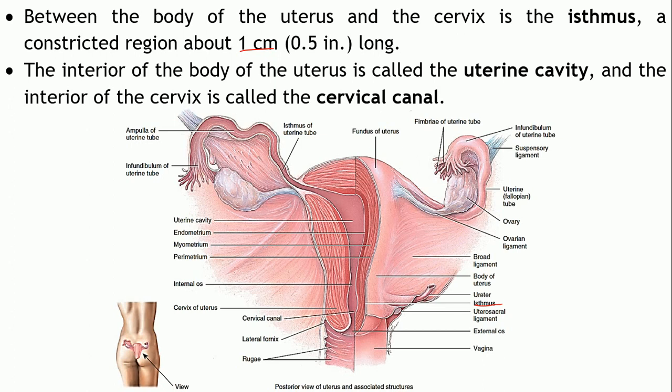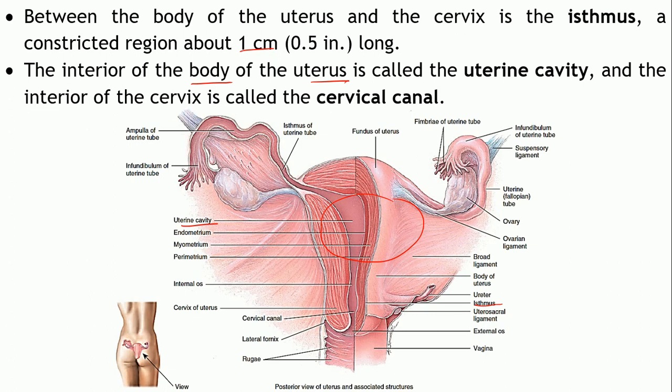Okay, now let us talk about the interior cavity. This particular organ is internally hollow in nature, so it can accommodate the zygote, which is implanted and will grow as a fetus. So there is a cavity present within the uterus. The cavity or the space interior to the body of the uterus, the middle portion, is known as the uterine cavity.